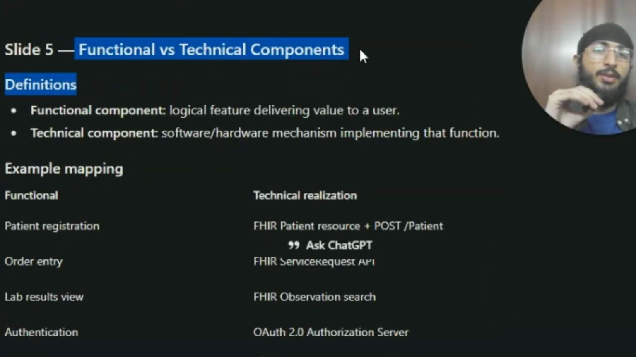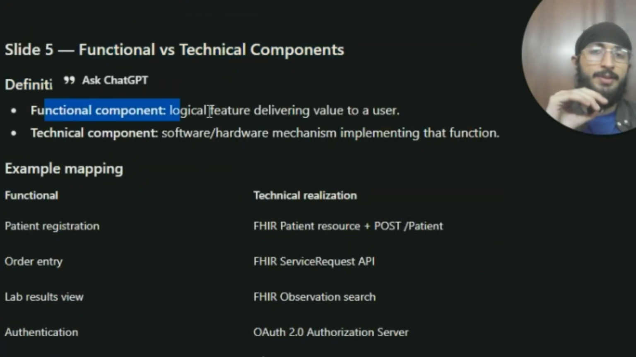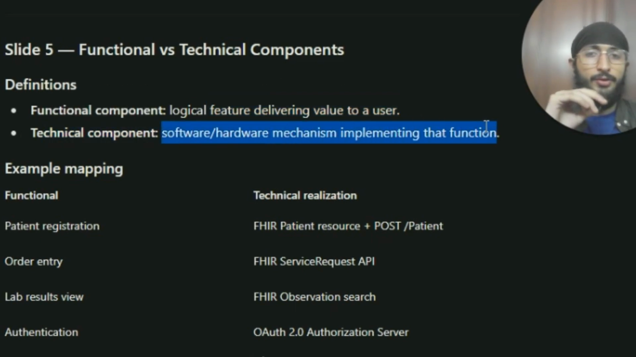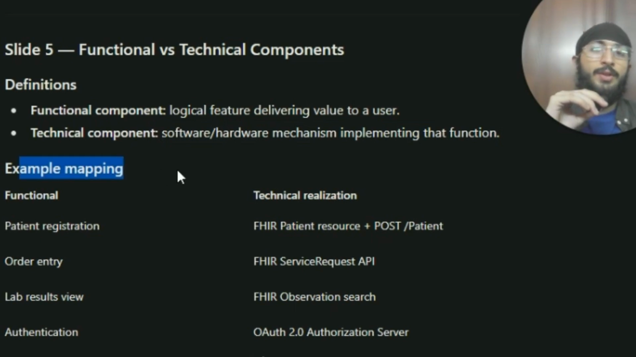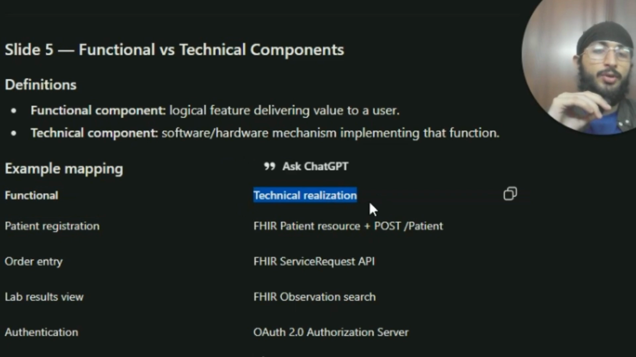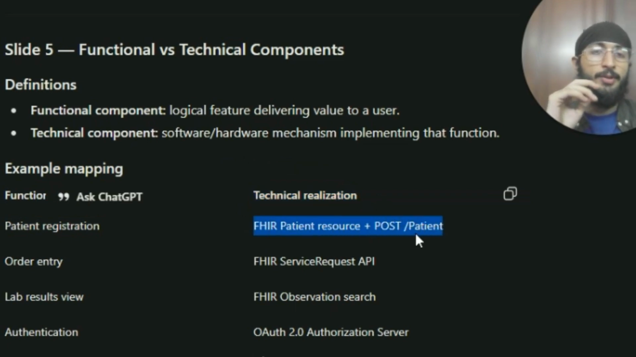Now, functional versus technical components. So, definition: functional component is basically the logical feature delivering value to a user, while the technical component is the software or hardware mechanism implementing that function. Now, example mapping: functional would be patient registration, and its technical realization or technical mapping is the FHIR patient resource plus the POST request for the patient.